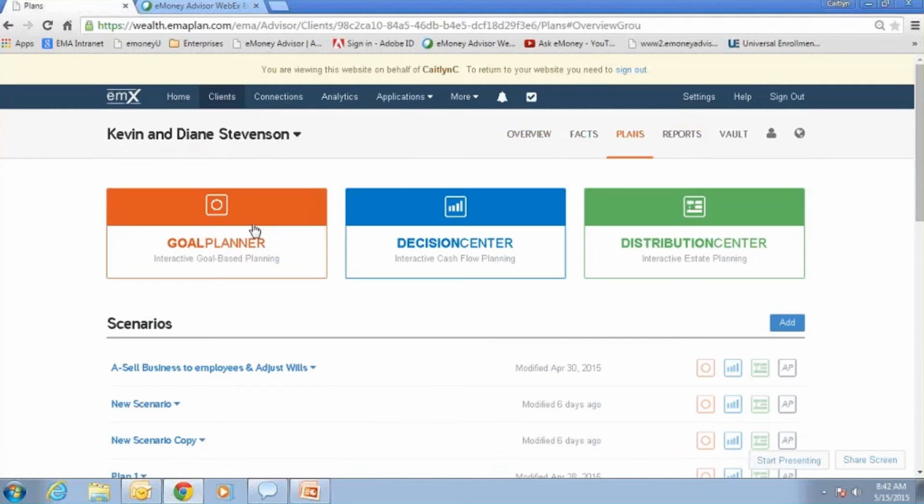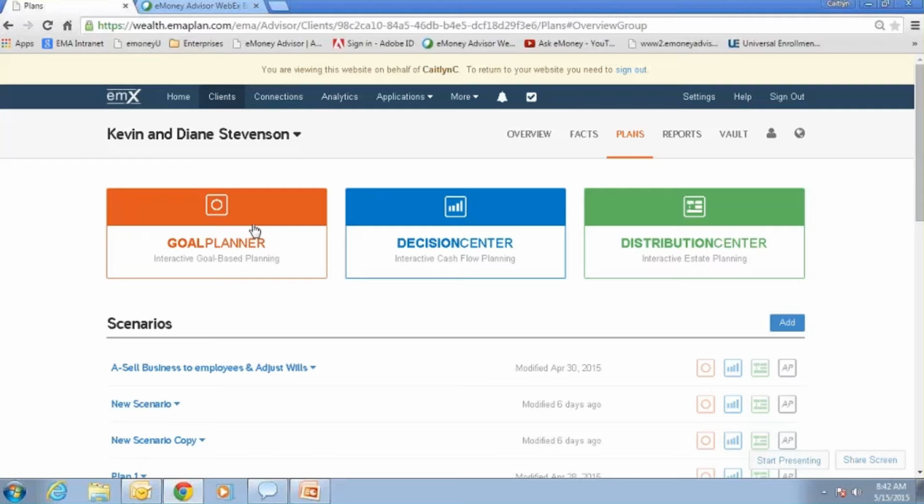Goal planner is awesome for a client like this that is a little bit far away from retirement, so they still have time to plan for different things. But most importantly, it allows you to visualize what's important for your clients and allow them to visualize that right in front of their eyes. So the only things they're going to see on the screen are what they told you was important: the education, leaving a legacy, and retiring on time.